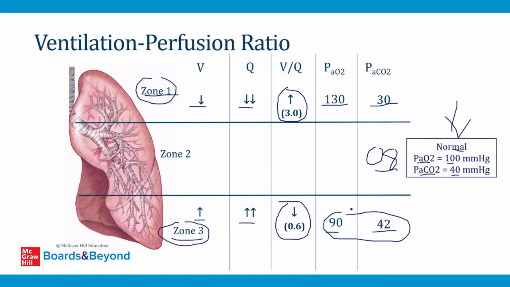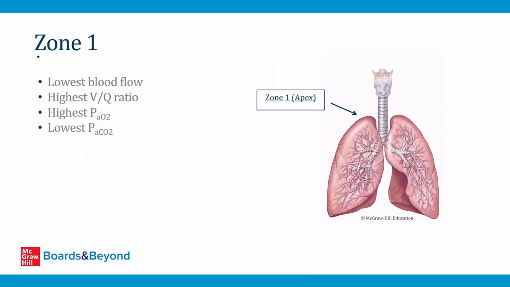And if you know everything I've put on this slide and you understand it, you can answer lots of pulmonary physiology questions about the different features of the different lung zones. Let me make one additional point about zone 1. So as we said before, zone 1, which is the apex, has the lowest blood flow but the highest VQ ratio. This means that the tissue in that area has the highest PaO2 and the lowest PaCO2. This is what we just saw on the last slide.